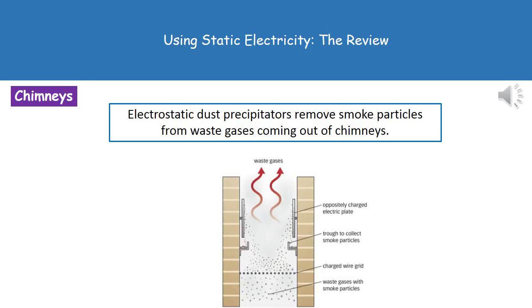So what we need to actually do in this section is understand some of these different uses that we have for static electricity. The first one we've got is this lovely termed electrostatic dust precipitator. The whole purpose behind these is to remove particles of smoke from any waste gases coming out of chimneys in industry. In our little diagram there is how it works, and we're going to look at that in a little bit more detail next.